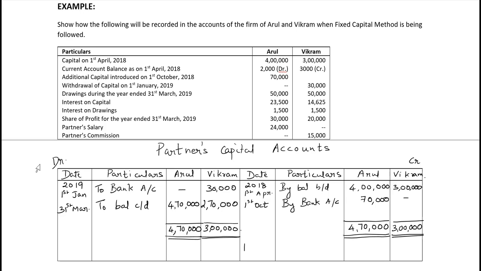Next year, 1st April 2019, by balance brought down. The partner's capital account has been prepared. Next, we will prepare the partner's current account.